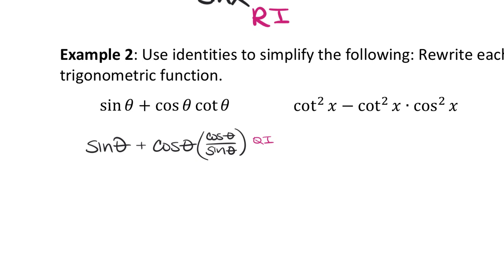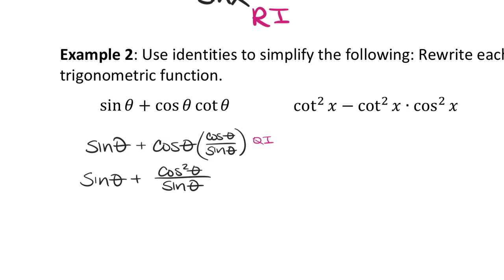Okay, let's do some math here. If I'm doing cosine of theta times cosine of theta over sine of theta, that's top times top, bottom times bottom. We're going to have cosine squared of theta on top and sine of theta on the bottom. Ooh, aren't you glad we reviewed fractions?